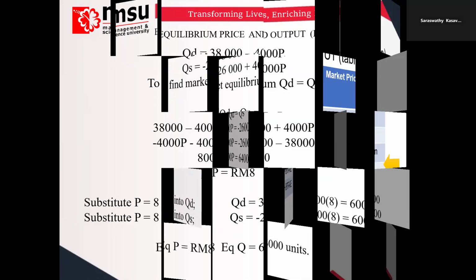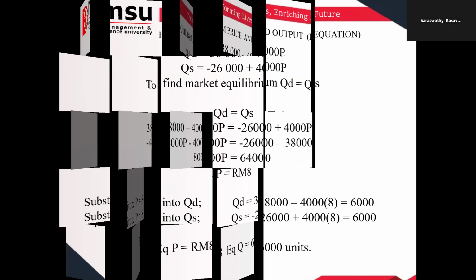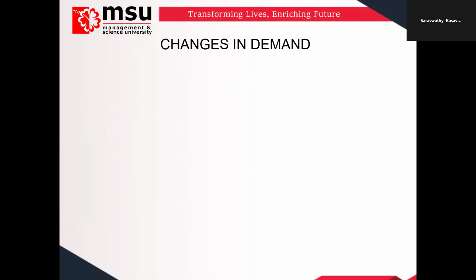This is an equation for how we achieve the equilibrium price and output. I think this slide does not need explanation, because it already has all the answers there. Okay, so I will explain the changes in demand.